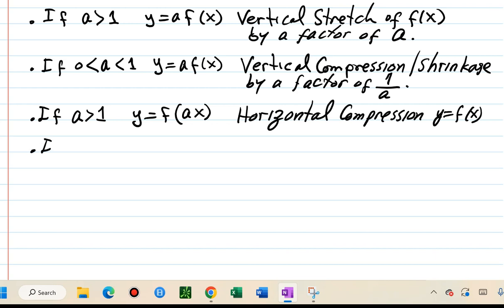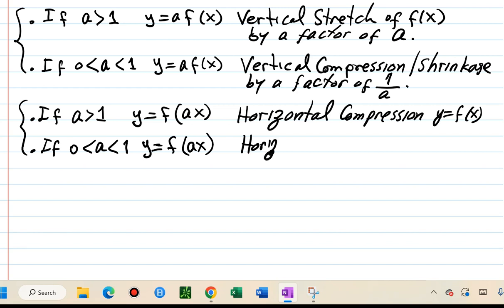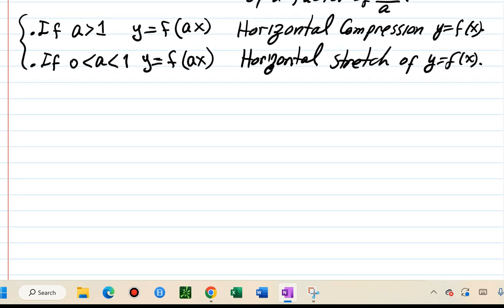And if a lies between 0 and 1, just like the case above, remember these two go together, these two go together, because our function is in different structure. The first pair, those a's on the outside, the second pair, a's on the inside. So that's f of x. Now we have a horizontal stretch of y equals f of x. Got that one? Now, what if a is negative?